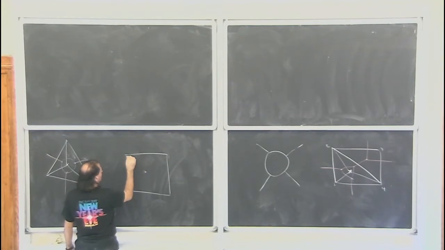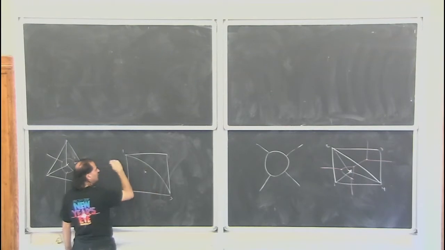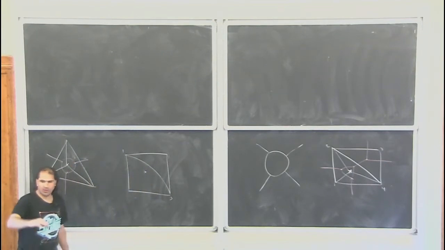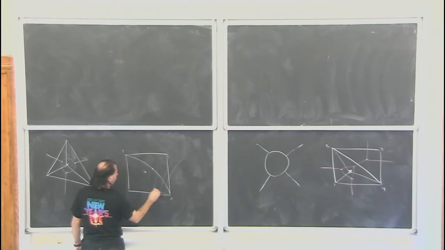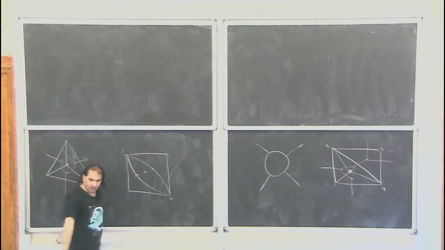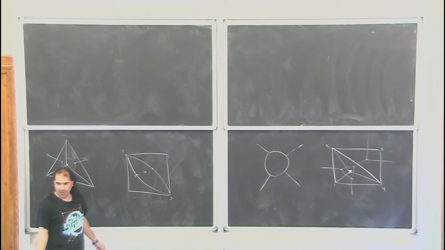So here, this would be x13. Let's say by convention, we'd say that we're always going to keep the puncture to our right, right? So this would be x13. That would be x31, and they're different from each other. Okay.